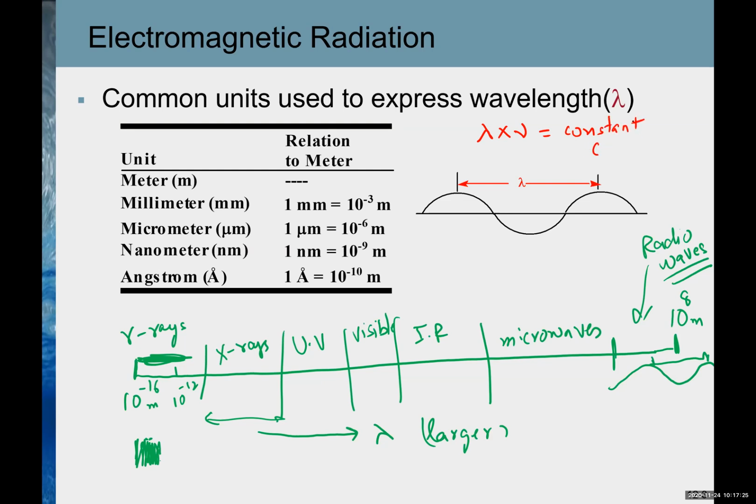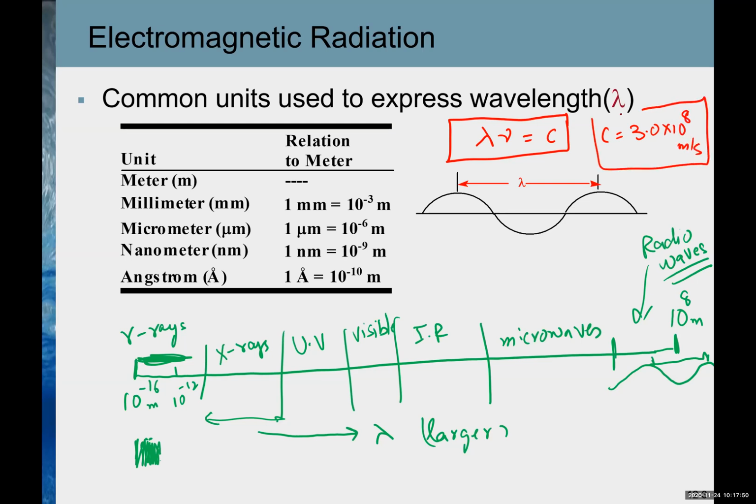So the frequency multiplied by wavelength is a constant value, and that constant is c, which is the speed of light. So we can say lambda times nu is equal to c. So in other words, if you know the frequency, you can figure out the wavelength or vice versa, because the c value is constant. So c is equal to 3.0 times 10 to the 8 meters per second. Okay. Any questions so far?